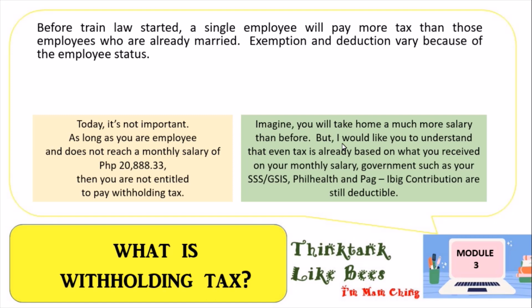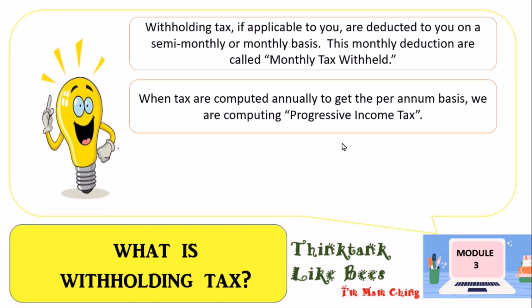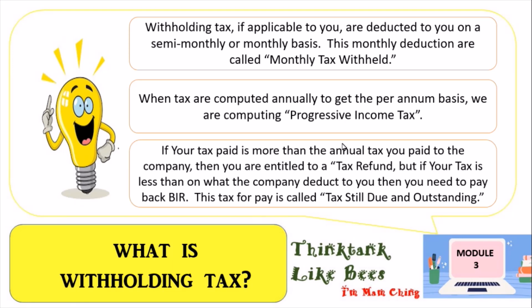But I would like you to understand that even though tax is already based on what you receive on your monthly salary, government contributions such as your SSS, GSIS, PhilHealth, and Pag-ibig are still deductible. When tax is computed annually on a per annum basis, we are computing progressive income tax. Withholding tax, if applicable to you, is deducted on a semi-monthly or monthly basis. These monthly deductions are called monthly tax withheld.